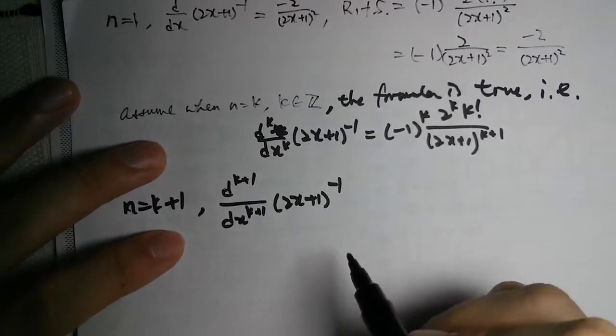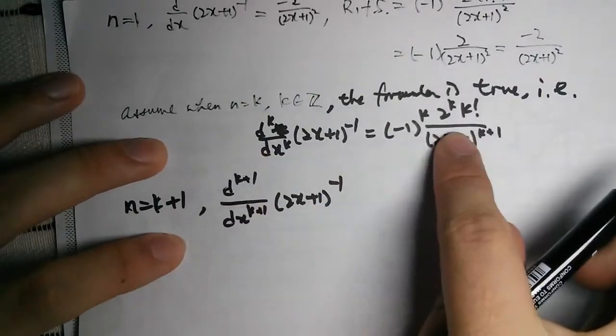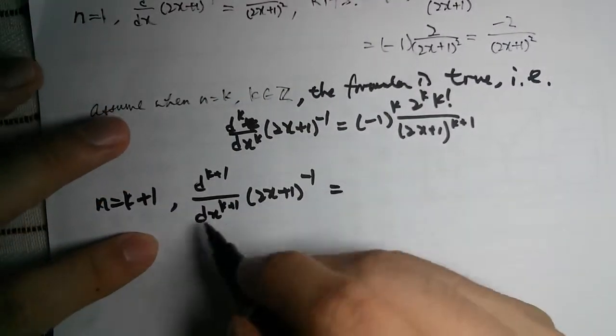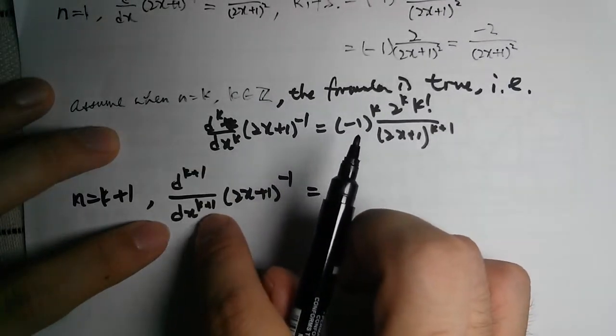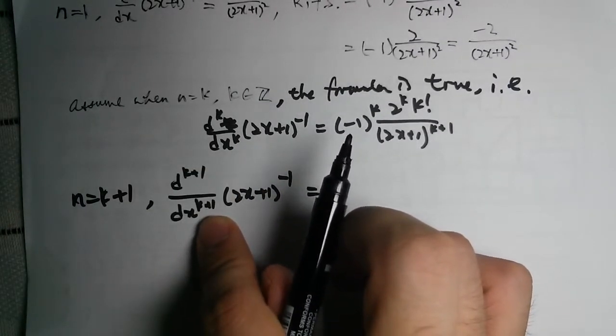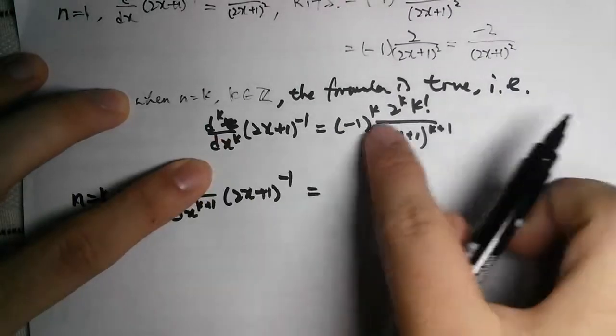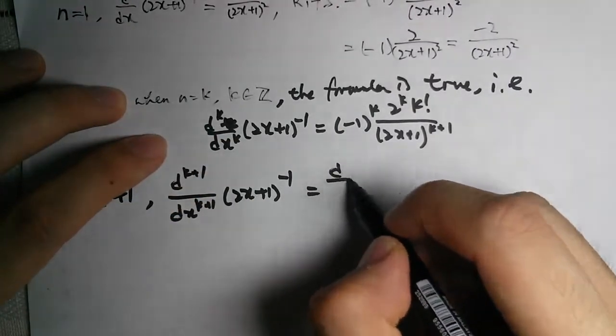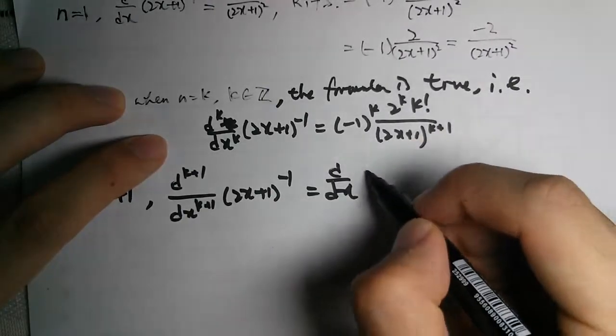And the most important thing about induction is how do you use your assumption? How do you incorporate this into the next case? Now for this question, it's really easy. This is the k plus 1 derivative. How do you get the k plus 1 derivative? You find the k derivative and then differentiate that again. So all you do is you differentiate this again.